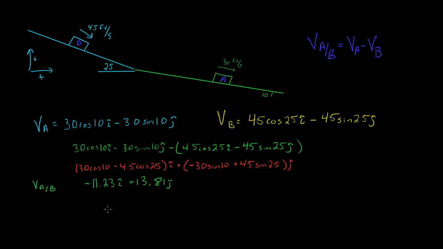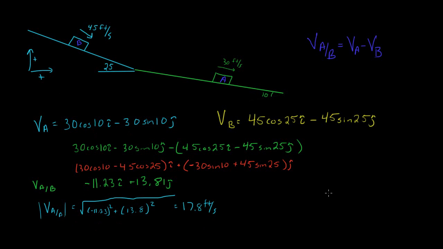Now we can take it a step further. We can figure out the magnitude. So the magnitude is the velocity of A with respect to B. Magnitude is going to be equal to the square root of minus 11.23 squared plus 13.8 squared, and this is equal to 17.8 feet per second.